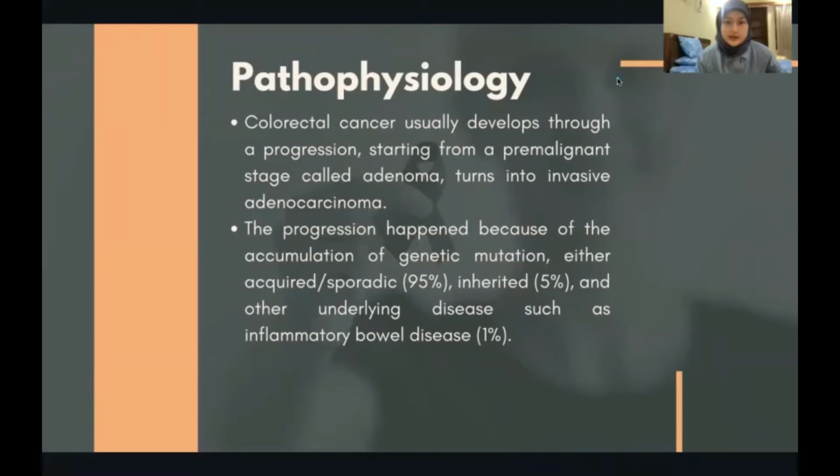Thank you. Hello, my name is Alamanda Candra with 3-digit student ID number 086. Today, I will explain about the pathophysiology of colorectal cancer. Colorectal cancer usually develops through a progression, starting from a pre-malignant stage called adenoma, turning into invasive adenocarcinoma. The progression happens because of the accumulation of genetic mutations, either acquired or sporadic, accounting for 95%, inherited 5%, and other underlying disease such as inflammatory bowel disease accounting for about 1%.